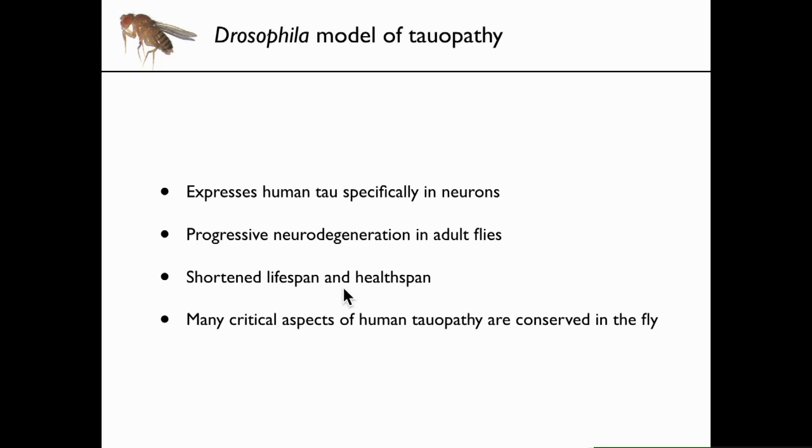It expresses human tau specifically in neurons using ELAV-GAL4. They have progressive neurodegeneration in adult flies. They have a shortened lifespan and health span. And importantly, many critical aspects of human tauopathy are conserved in this model.